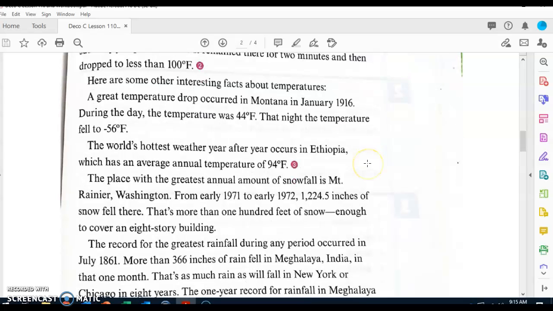Now, let's continue reading. Here are some other interesting facts about temperatures. A great temperature drop occurred in Montana in January 1916. During the day, the temperature was 44 degrees Fahrenheit. That night, the temperature fell to negative 56 degrees Fahrenheit. The world's hottest weather year after year occurs in Ethiopia, which has an average annual temperature of 94 degrees Fahrenheit. Let's listen to question number 3. What country has the hottest weather year after year? The country with the hottest weather is Ethiopia.